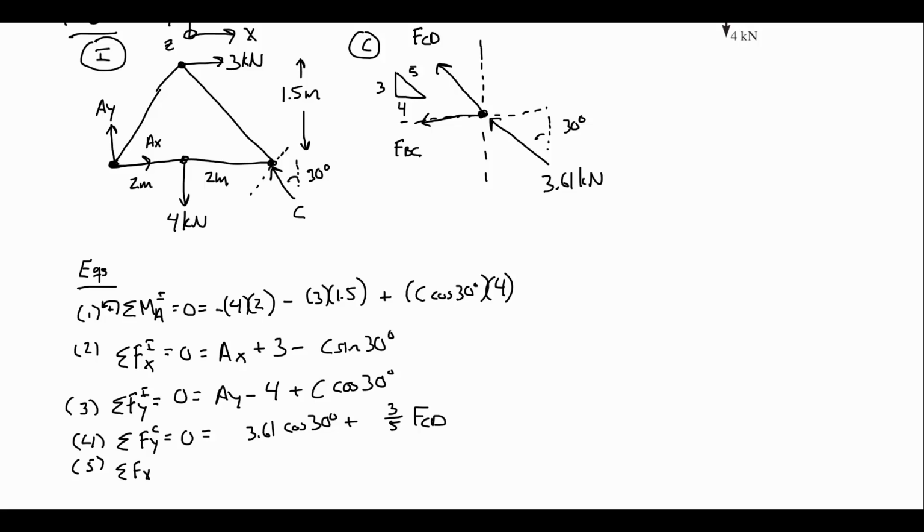And in the x direction then, I will solve that one next. I will have minus 3.61 sine of 30 minus all of FBC is completely in the negative x direction, minus 4/5 FCD.